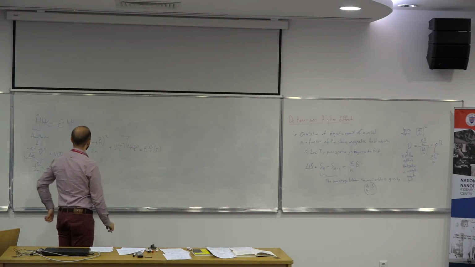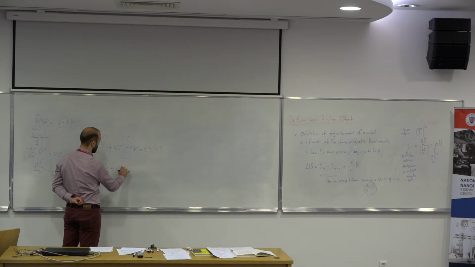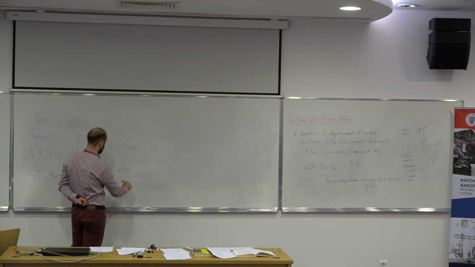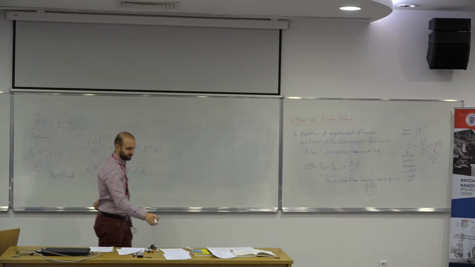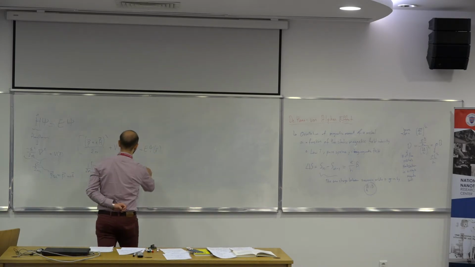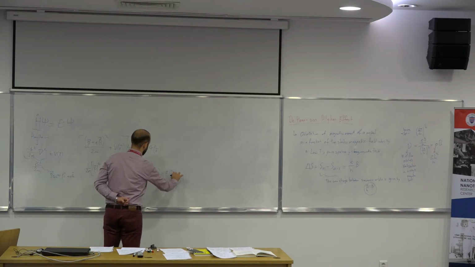Okay, now I'll do some algebra to figure out what's going on. So first of all, let me write down this expression, 1 over 2m, p squared plus e p dot A plus e A dot p plus e squared A squared. Sorry.